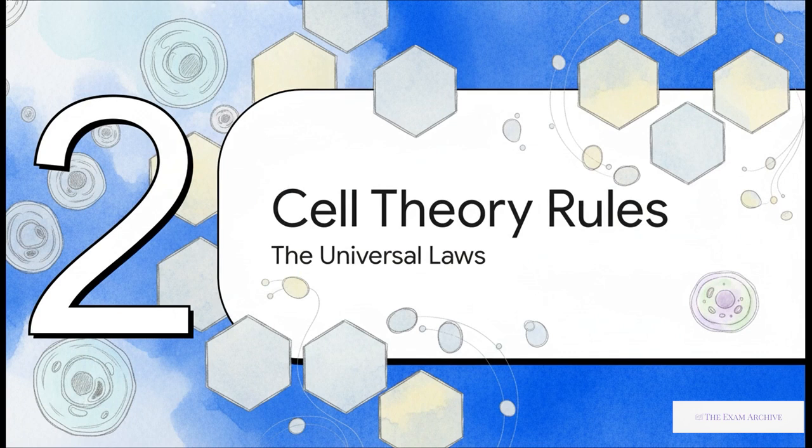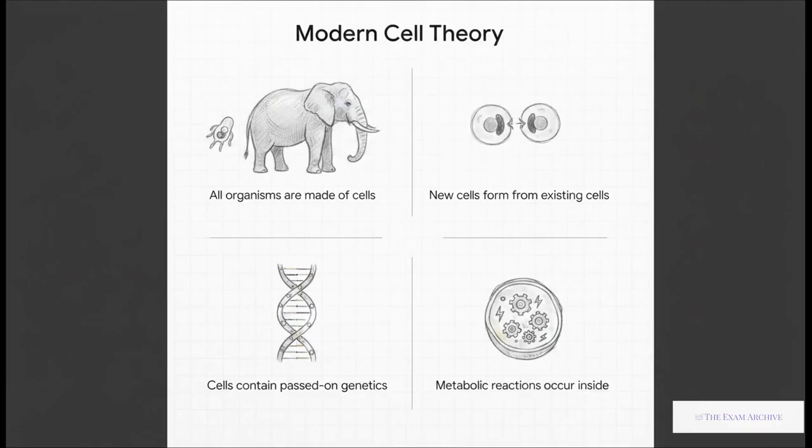Moving on to Section 2, unifying rules, cell theory. So the crucial point is, once scientists realized these little compartments were just everywhere, they basically established a universal constitution for all biological life. Modern cell theory gives us 4 absolute foundational rules. First, all organisms are made of cells, no exceptions. Second, new cells are formed by the division of pre-existing cells. Third, cells contain passed-on genetic material. And fourth, all metabolic reactions take place inside the cells. This applies to everything from amoebas to elephants.